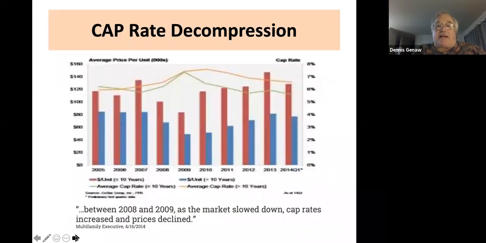Same rate with cap rates. Cap rates are not always going to continue to go down. They can only go so far. People need to make money on their investments. But what we did see is between 2008 and 2009, as the market slowed down, cap rates went up, which means the property lost value. The higher the cap rate, the lower the value of the property. And the average cap rate is this top line here.